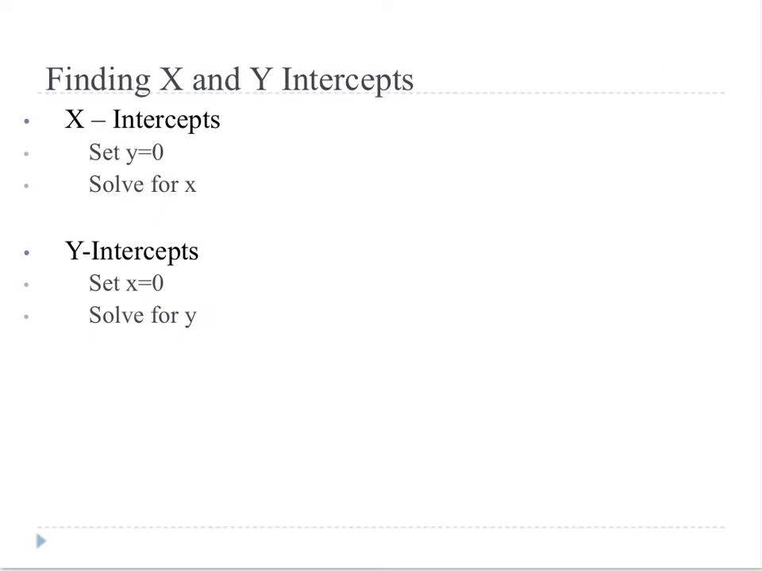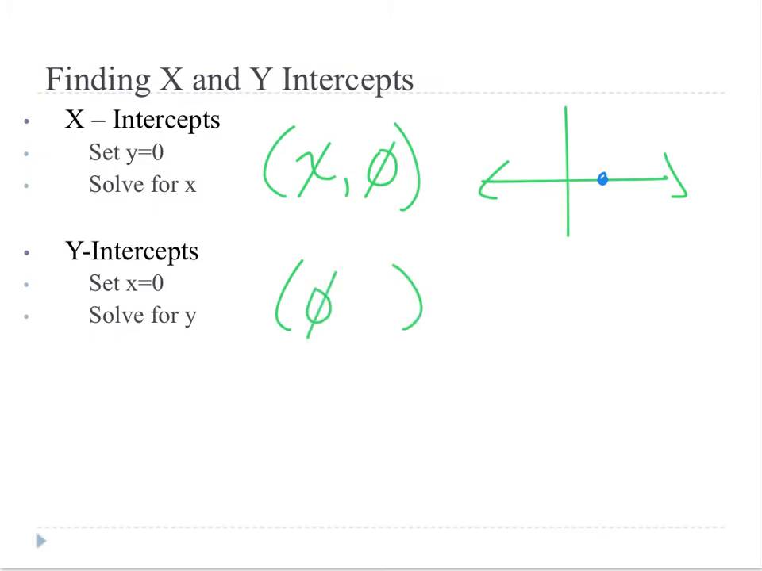What are the x and y intercepts? Well, the x-intercept is where x has a value and y equals 0. It's where it crosses the x-axis. The y-intercept is where x equals 0 and y has some value, and it's where it crosses the y-axis.